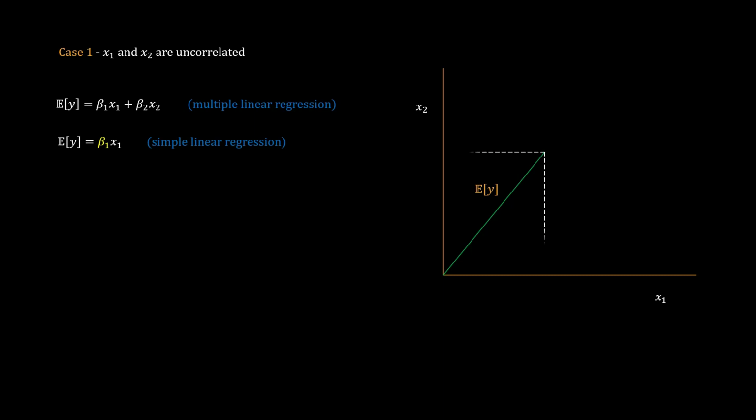Now in vector terms, if x1 and x2 are uncorrelated, they will be orthogonal or perpendicular. Now as per the true model, the expected y is a linear combination of x1 and x2 and is given by the diagonal of the rectangle formed by these orthogonal components. In this case, if we do regression of y on only x1, which is the simple linear regression case, then we get the same projection on x1 as we got in the multiple linear regression.